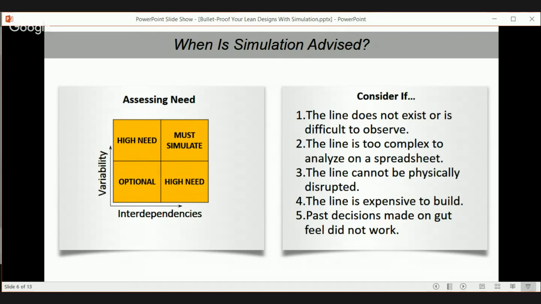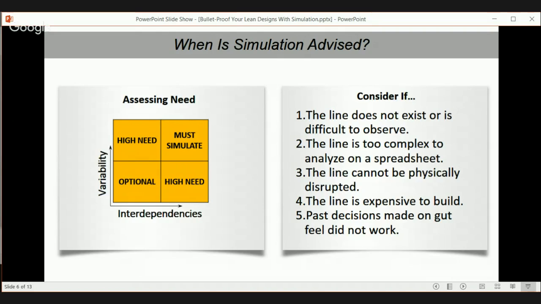So on the right side of the slide, consider simulation as a higher priority or important if you have a line that doesn't exist, or you don't really know how it's going to perform, or it's complex. The behavior of this value stream is too complex to really understand in a spreadsheet, or you have a situation where you can't actually disrupt physically the line once it's in place, or the existing one can't be disrupted. It's going to be very expensive. That's a big red flag.